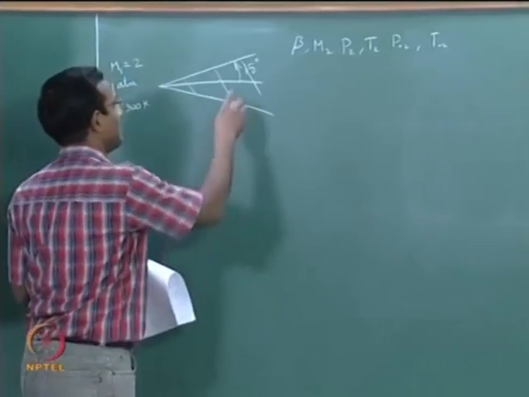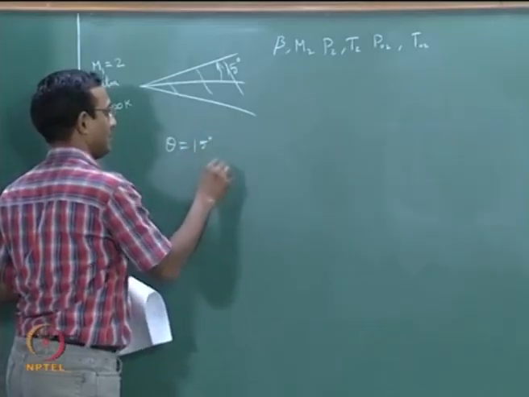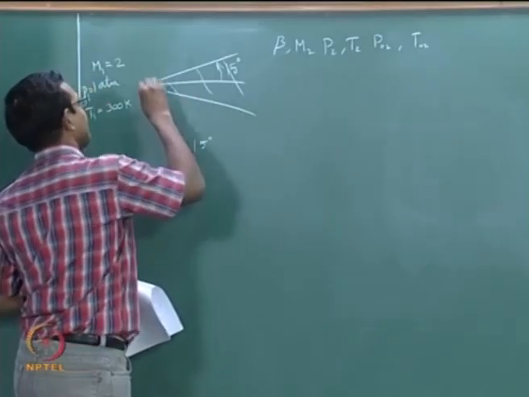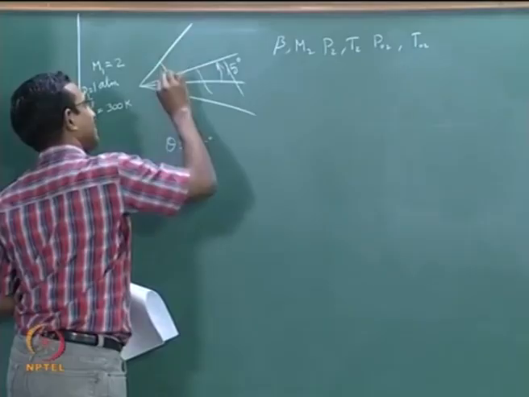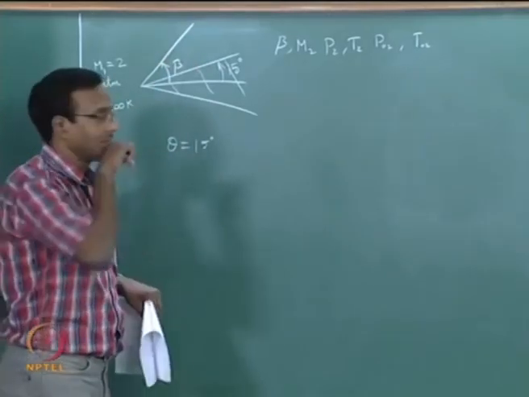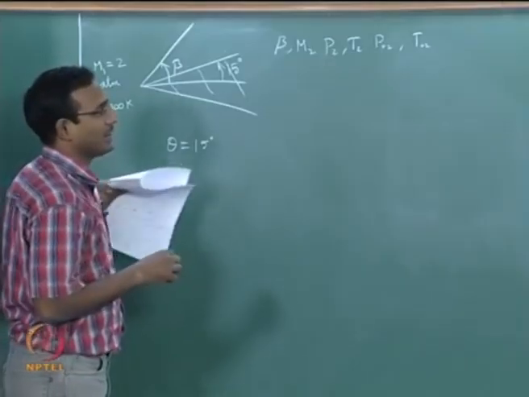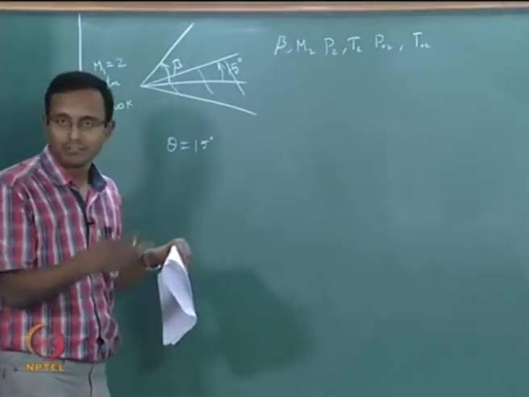I have to start with, this is my theta. I know that theta equal to 15 degrees, but I do not know beta. I will just draw a line. This is my beta, I need this. So I have to solve this for beta. How will I know the beta? I have to go back to my theta-beta-M curve.